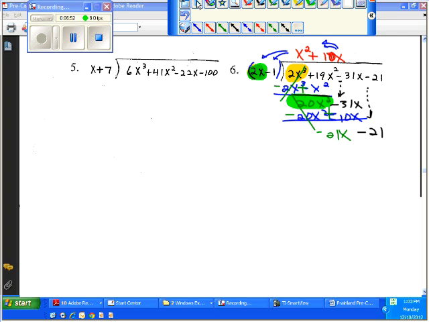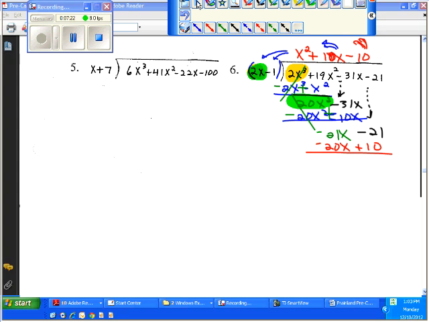And then you see how many times it'll go. How many times will 2x go into 21x? 10 times, minus 10 times, right? Negative 10. Then we're going to distribute. 10 times 2x is 20x. 10 times negative 10 times negative 1 is positive 10.